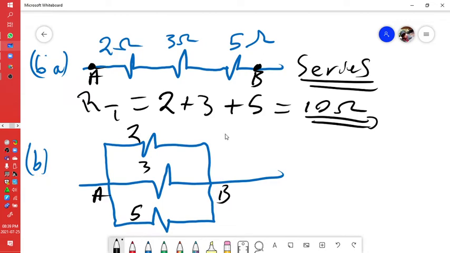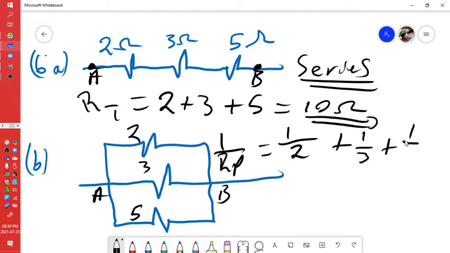So according to the table that I provided, 1 over Rp equals 1 over R1, which is 1 over 2, plus 1 over R2, which is 1 over 3, plus 1 over R3, which is 1 over 5. So what is the common multiple between all three? I think the common multiple between 5 and 3 is 15. But 15 is not a multiple of 2, right?